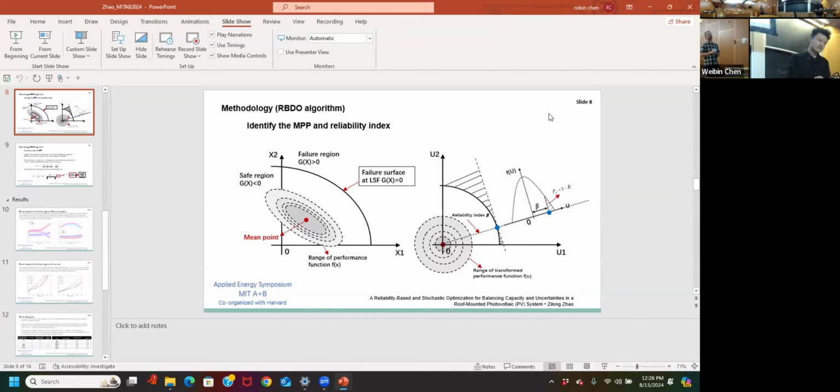So you brought up this figure. Do you have a reliability index? Yeah, it's basically a distance of that. I see. And can I also see from this diagram, or can you explain, why reliability and uncertainty are conflicting with each other?